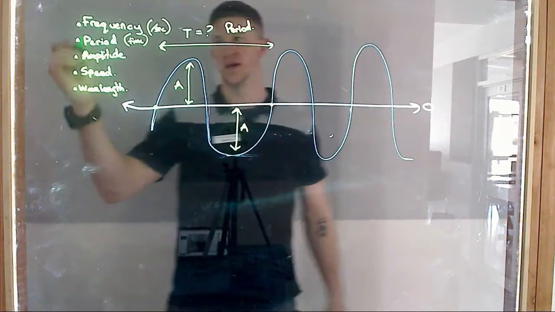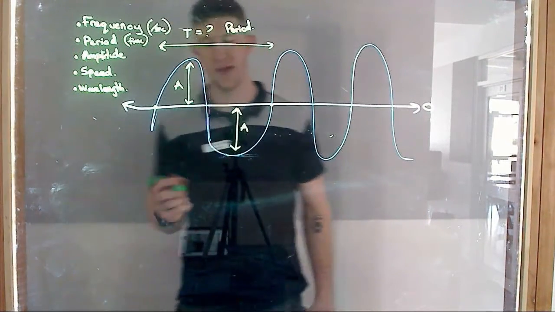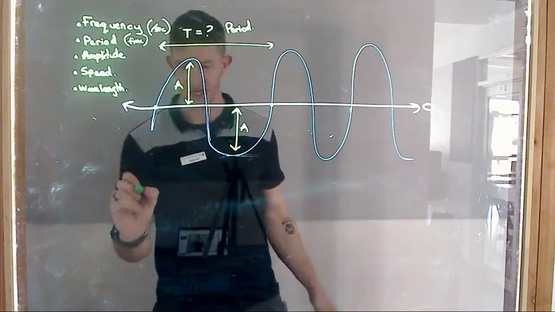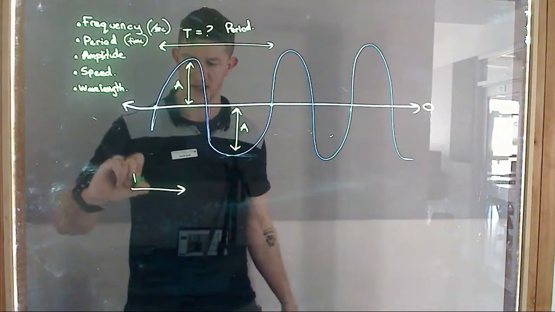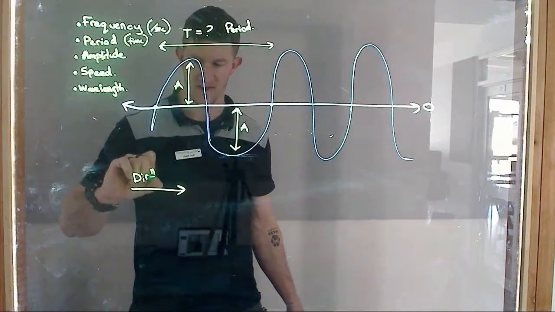So speed now. Speed talks about if the wave is propagating in this direction. So this is the direction of the wave.